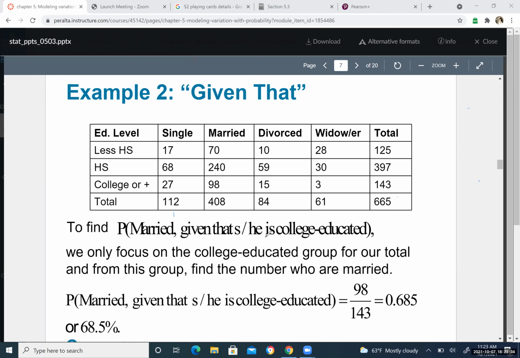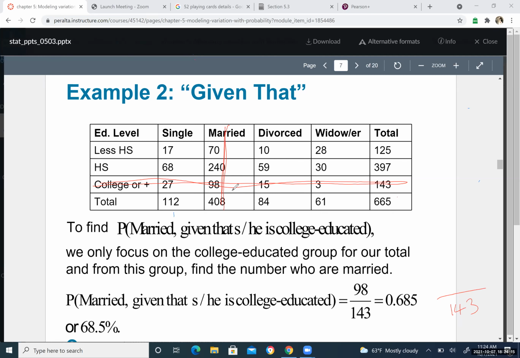So for this one, it looks like they want us to focus on the big group, which is college educated, right? So let's say the college educated group is right here. This line, right? That's a big group. So let's see the total that they have. The total is 143. The big group, you put at the bottom. And then what do they want us to focus on in that big group? People who are married. Married is right here, right?